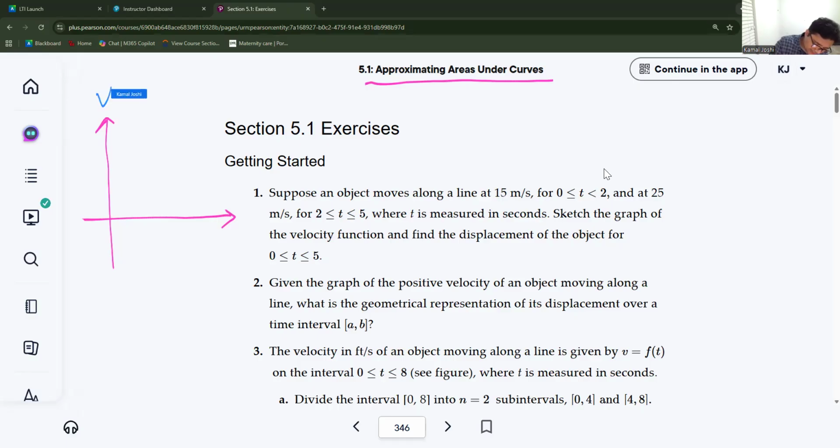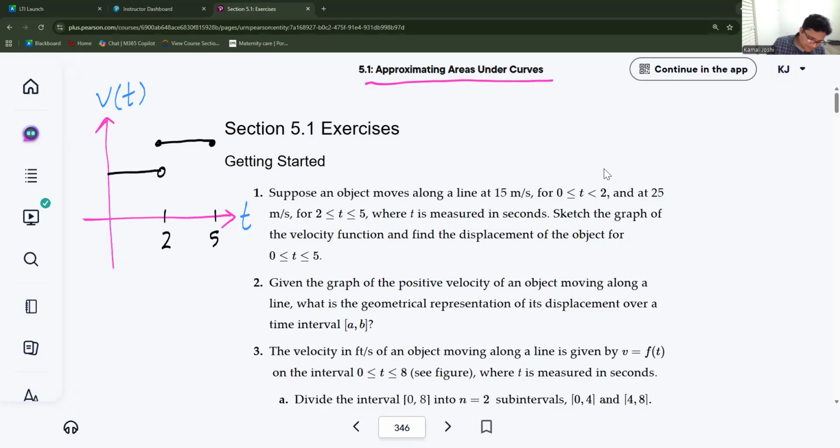Velocity is here, time is here. Velocity as a function of time, v of t. And then what is the graph? The first problem, of course, is simple. The value is 15 meters per second from 0 to 2. Let's say 2 is somewhere here. Constant velocity, less than 2, so let's put an open circle there. And between 2 and 5, the velocity is 25 meters per second. Let's say 5 is here. Now it's not exactly to scale, but you get the idea.